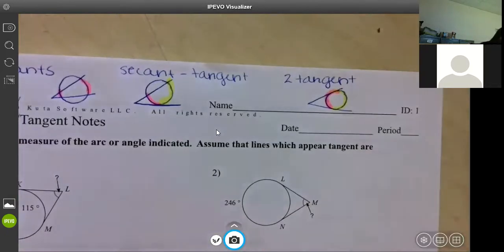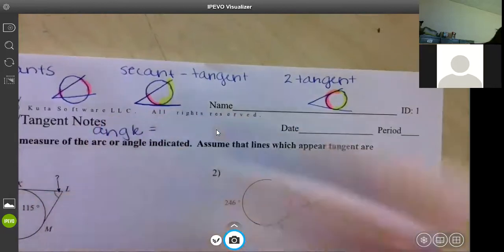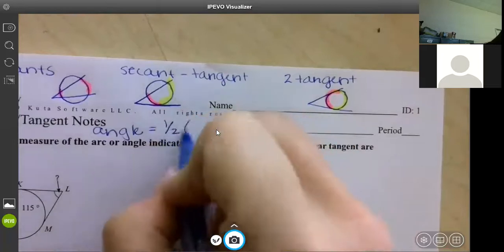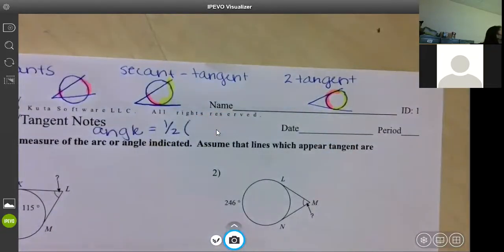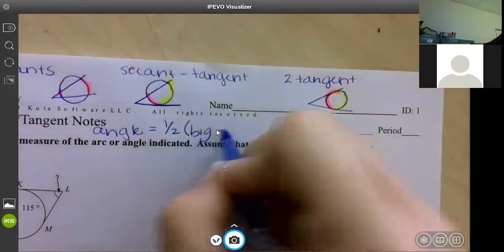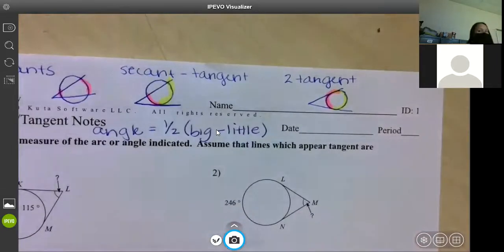So your formula for this is that the angle equals half, and this is my formula. This is not clearly the mathematically correct formula. Big minus little. So it's the big arc minus the little arc.